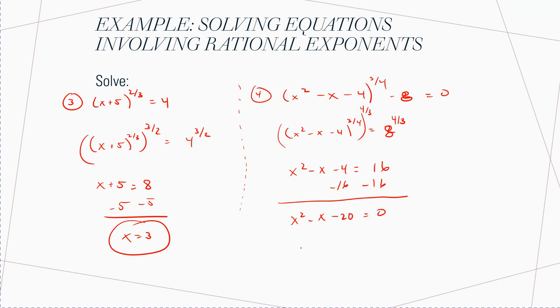Then this is going to very, very simply factor, right? It factors into two numbers that multiply to negative 20 and sum to negative 1: x minus 5, x plus 4 is equal to 0. So then my two solutions are 5 and negative 4. And we got it. Once you get it here, it's easy from here. But the trick is to get it there. So you have to just remember how to handle these problems. You just raise to the reciprocal.